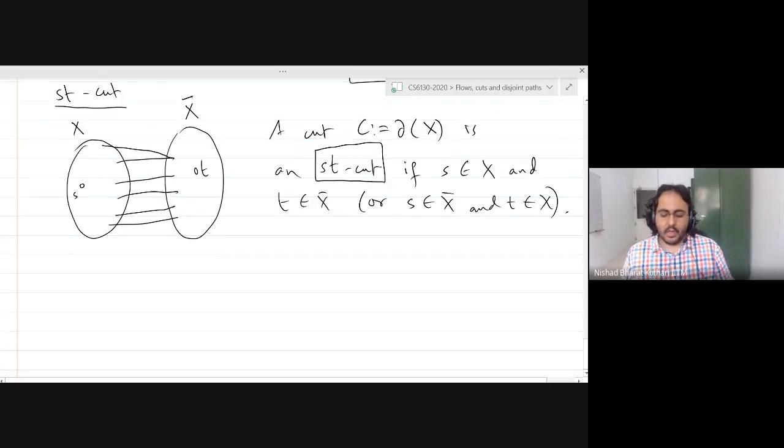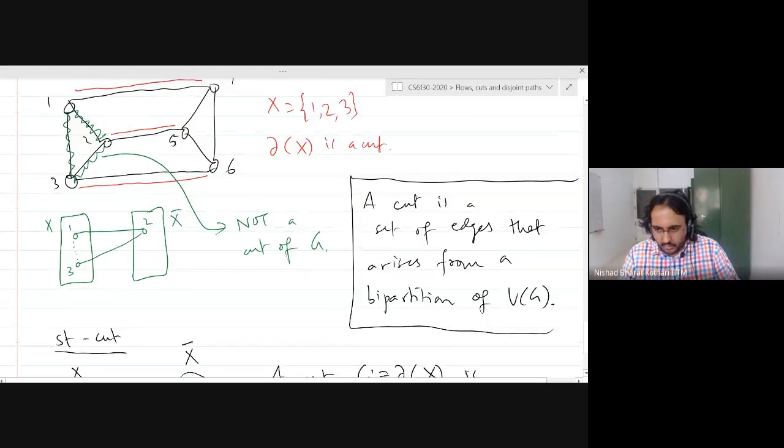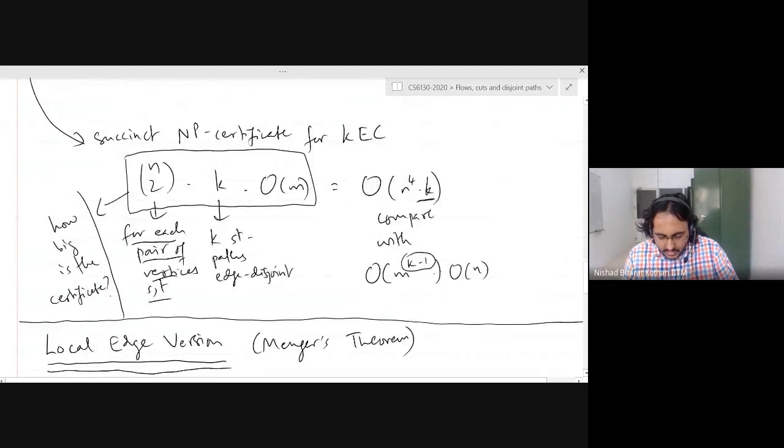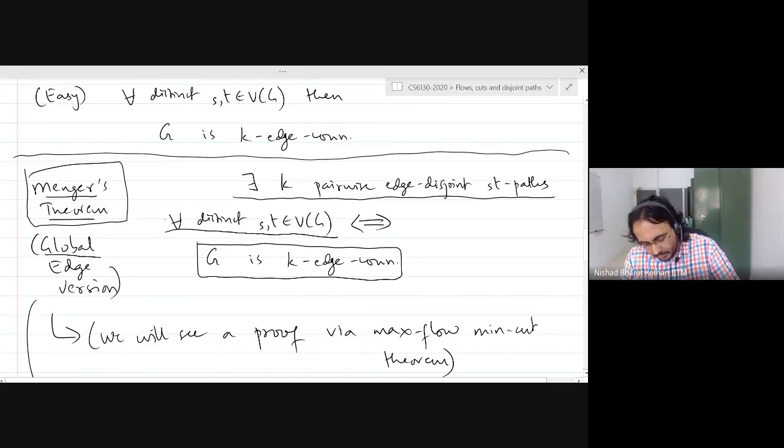Good. All right. So what I want to discuss next, we are almost at the end of the lecture, so I'll just tell you what's coming up next. In Menger's theorem, we are talking about K edge disjoint paths between S and T, right? But we are talking about all such pairs. We were looking at the global version, which talks about all such pairs. Next, I want to focus on just two fixed vertices, S and T.